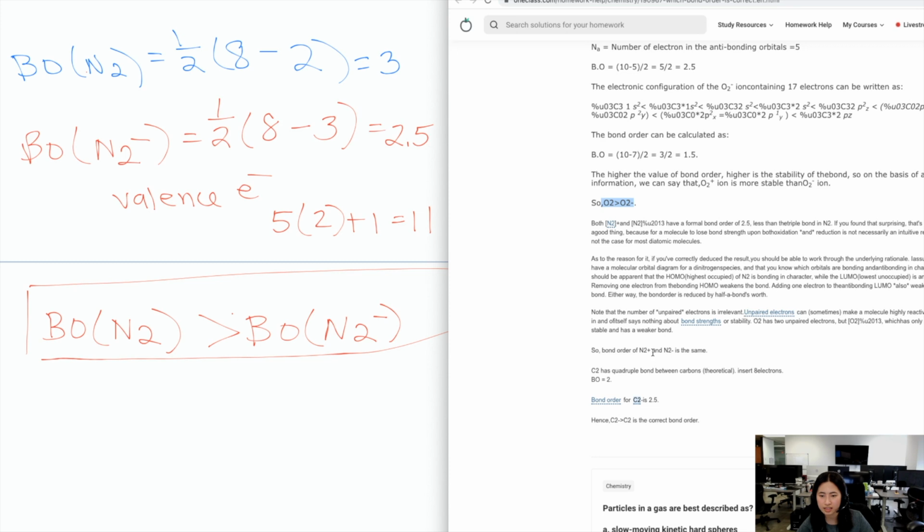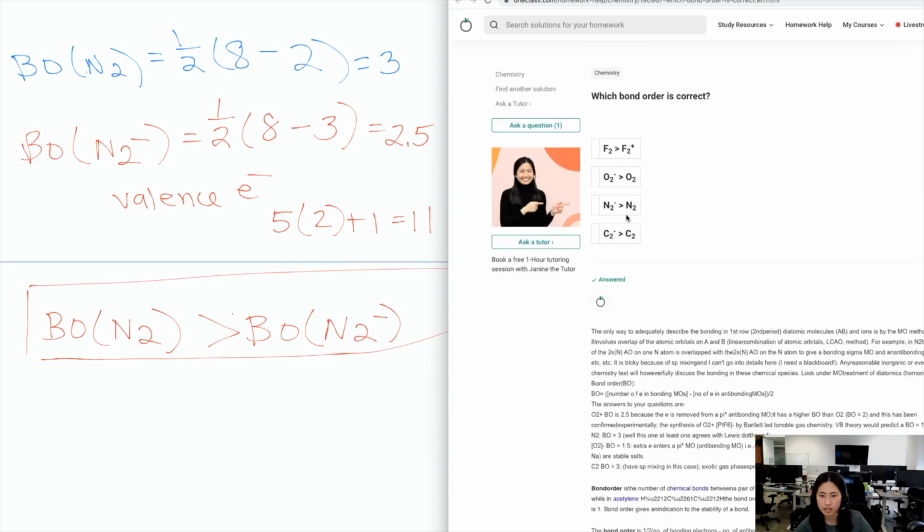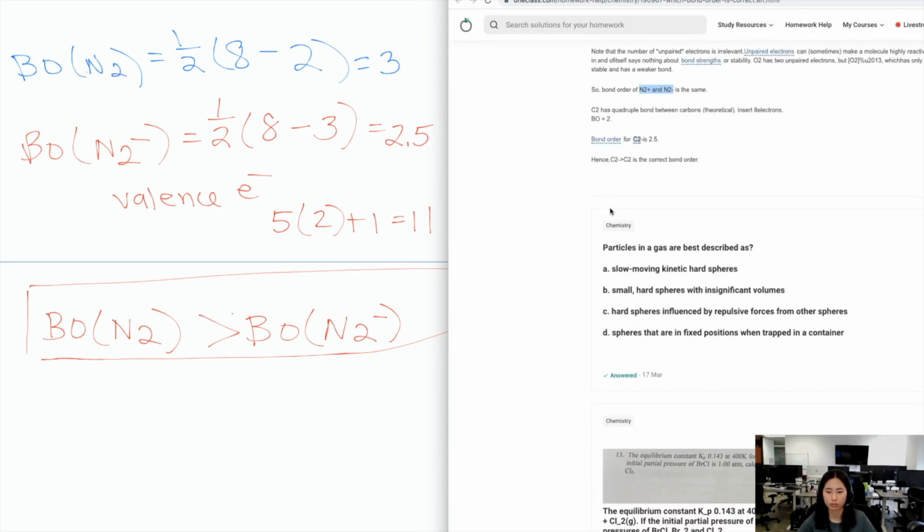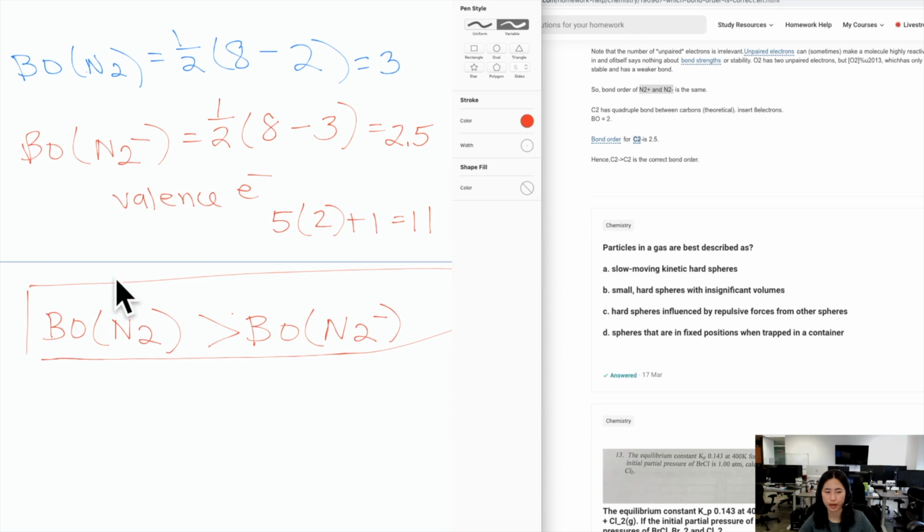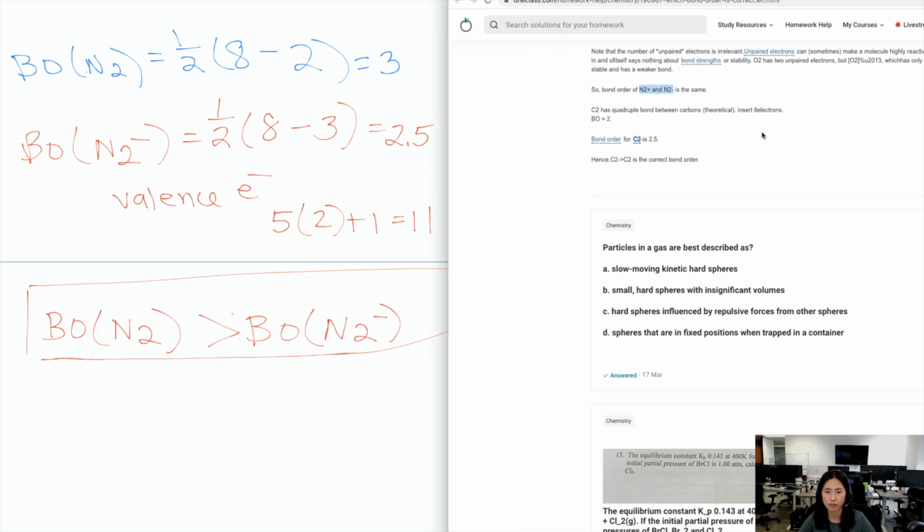Okay, so they're saying that N2 plus and N2 minus are the same, right? Because the question gives us N2, which is the neutral dinitrogen, versus N2 minus, and we didn't really solve for N2 plus. So this one would hold true, because we're just looking at the neutral state. So there might be a typo in this. Hopefully that makes sense, because they're looking at N2 plus, and we're looking at the neutral dinitrogen, so that's why it's different.